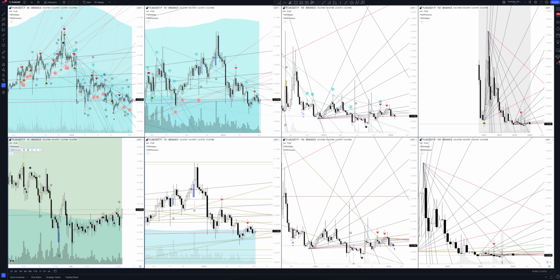Today we will take a look at Flamingo cryptocurrency. Let's analyze the market situation and find out how you can make money on it. Let's start.